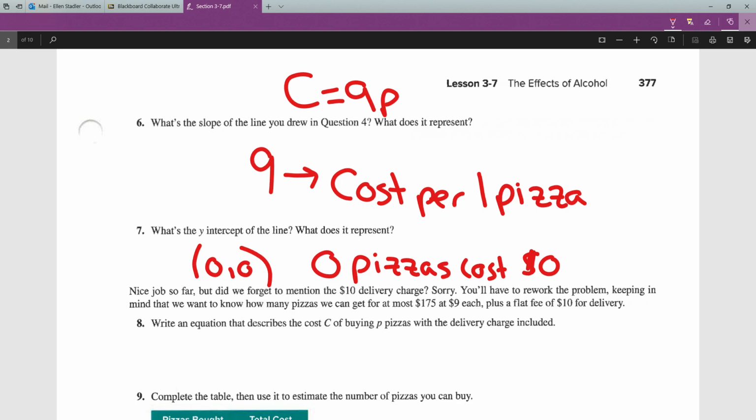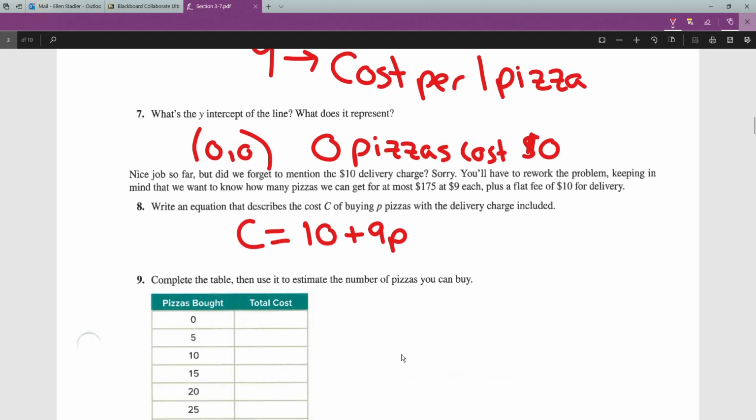Now we get the twist thrown at us in number 8. The author says, nice job so far, but did we forget to mention the $10 delivery charge? Sorry, you'll have to rework the problem. Keeping in mind that this is going to change how many pizzas we can get. We still want $175 as our maximum, $9 each per pizza, and now we have a $10 delivery fee. So the first thing they asked me to do is write the cost. How much are they charging me just to come to my house? They're going to charge me $10, regardless of how many pizzas they bring. Then I'm going to add to that the cost of pizzas, which is 9p.